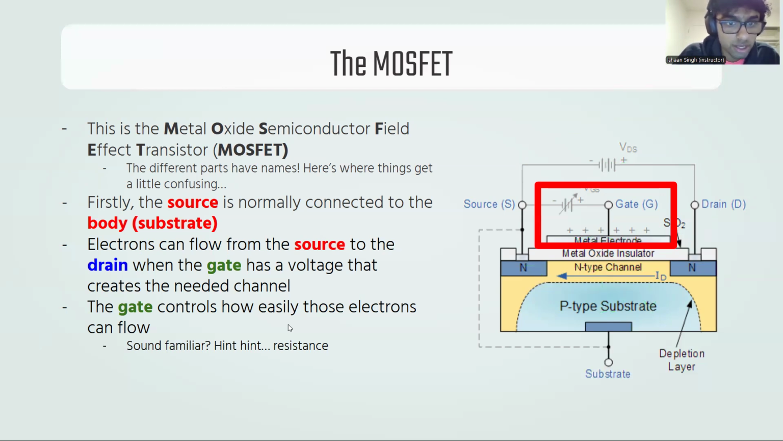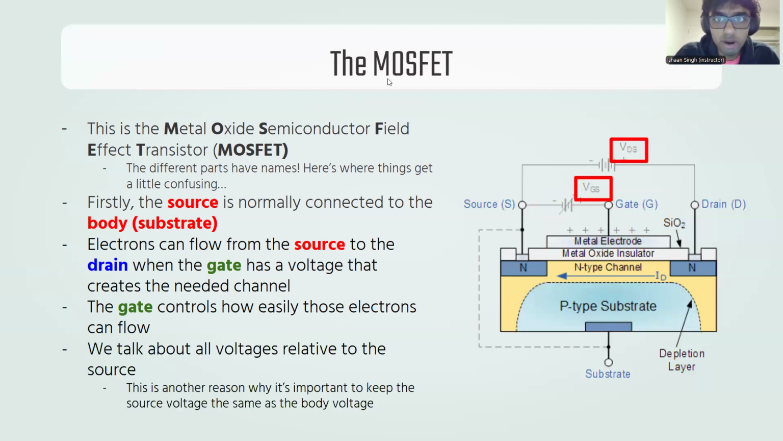So this sounds a lot like resistance, right? The amount that something prevents or allows current, that's exactly what resistance does. And indeed, we're going to model transistors as variable resistors quite soon.